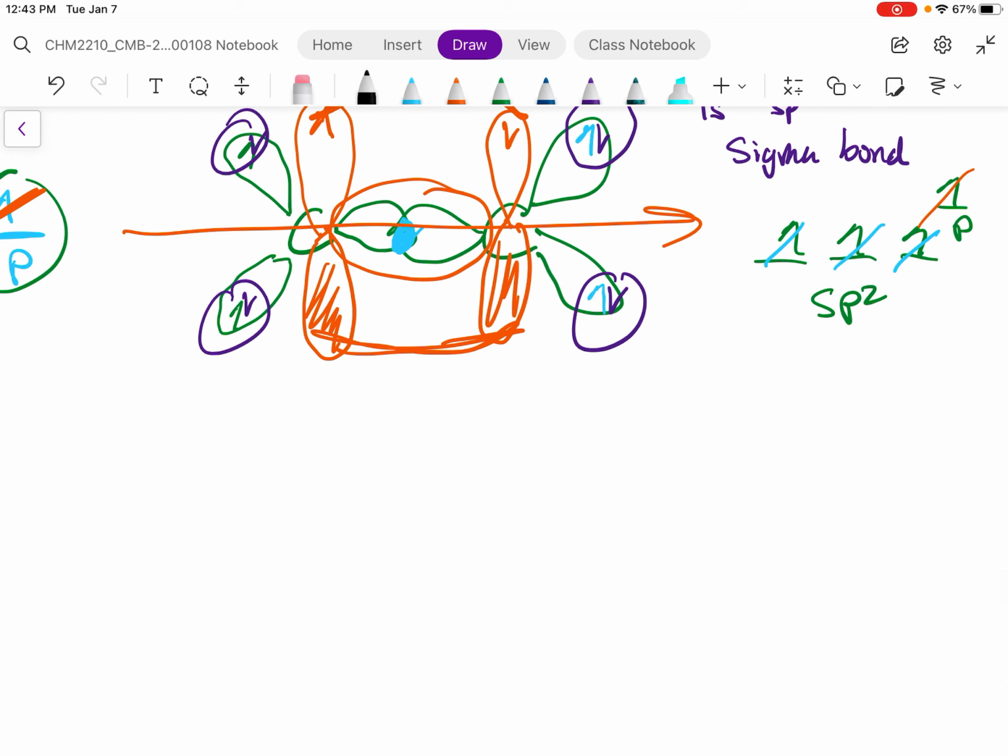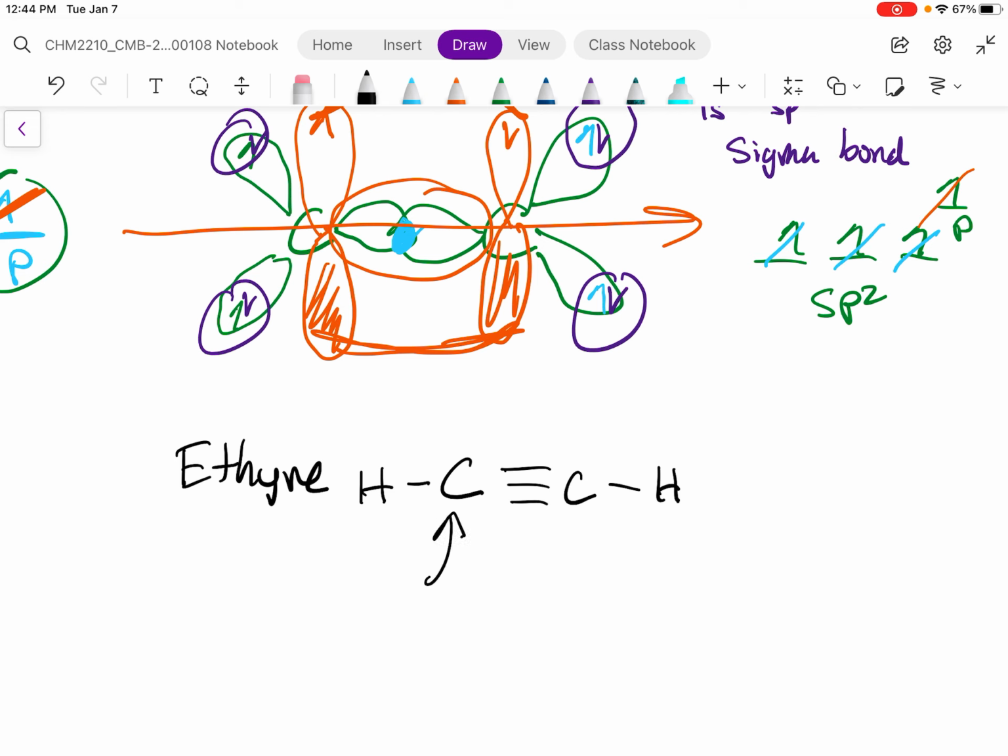Let's take a look at another molecule. Let's take a look at ethyne. That would be a carbon, triple bond, one hydrogen. What is the hybridization state of that carbon? Raise your hand. What do you think?